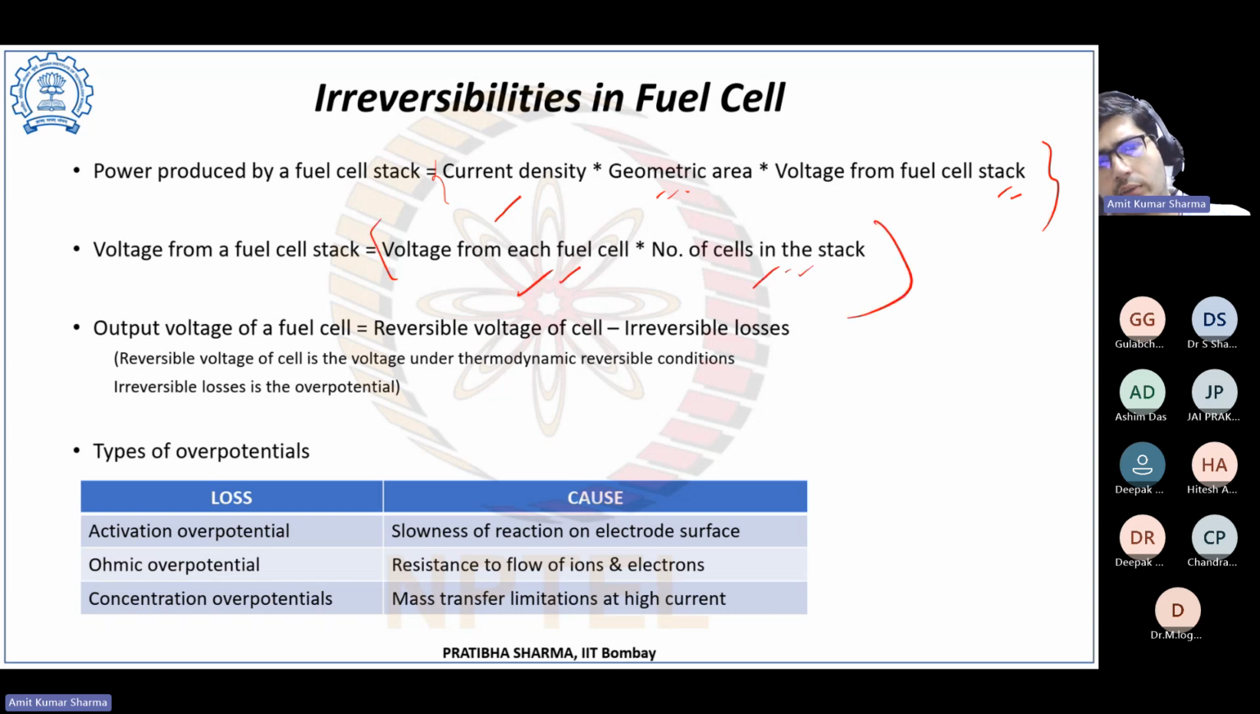Because each fuel cell can only reach the theoretical voltage of 1.23. You can go up to 0.7, 0.8, like that, 0.9. It depends on the temperature, fuel concentration, and so many things. So normally you can get 0.8, 0.9. So if you want to have more voltage, you need to connect more cells. You need to have a stack.